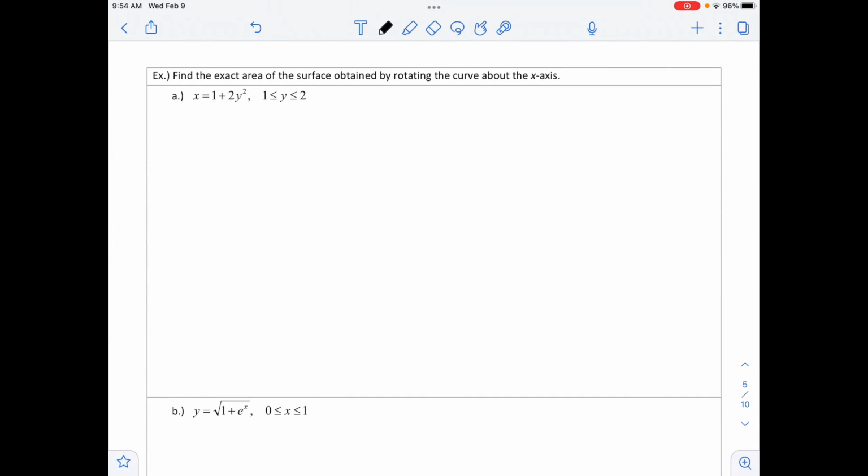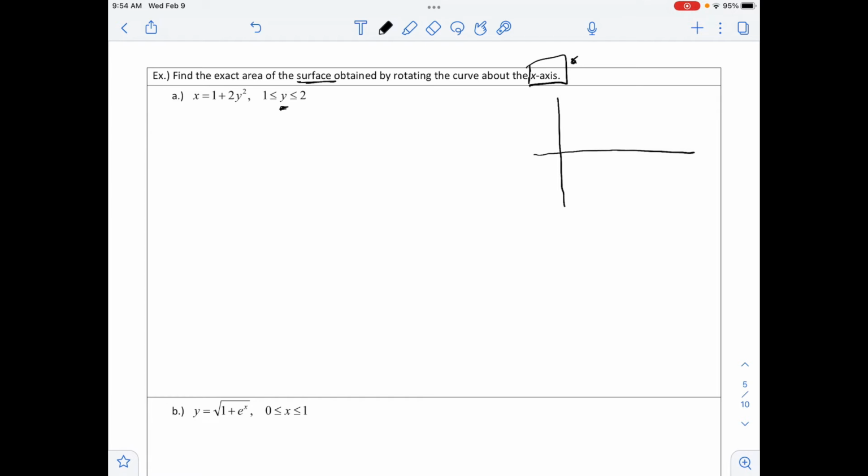The example on the next page says find the exact area of the surface obtained by rotating the curve about the x-axis. So it tells us about the x-axis here, and we're looking for the surface area of this. And so the function that we have for part A is x equals 1 plus 2y squared, where y is in between 1 and 2. And again, note these are your y values. And so in order to do this, I'm going to go ahead and sketch what it is that we have here for our curve. And we are rotating this about our x-axis, so I need to keep that in mind.